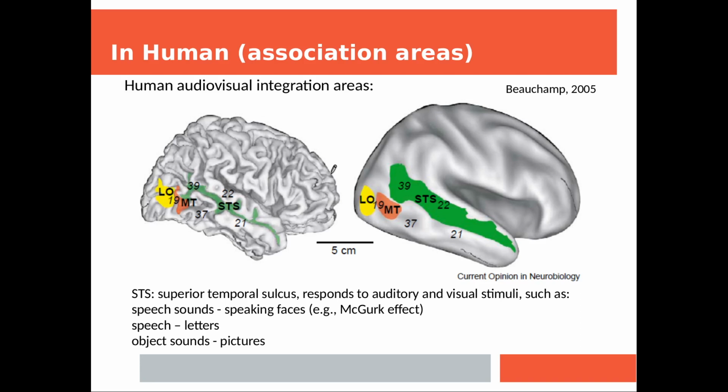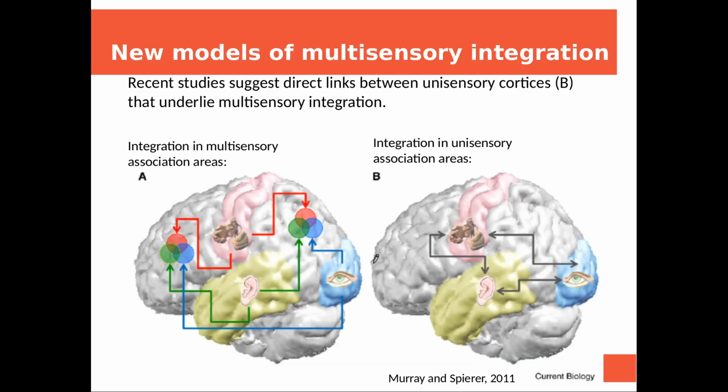Of course, humans are sort of similar to monkeys; we also have what are called integration areas that people have found. Most famous is maybe the STS, the superior temporal sulcus, which responds to auditory and visual stimuli, things like the McGurk effect. It's important for synchronizing the movement of mouths and the sound of speech. Whereas other brain areas might respond more to objects and sounds together, like pictures and sounds. STS is basically about combining sight and sound.